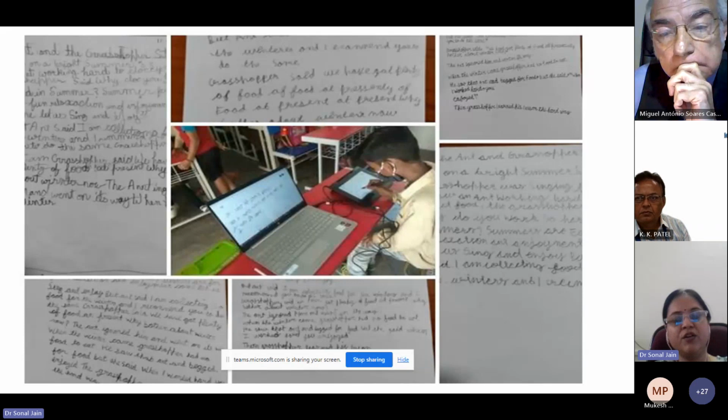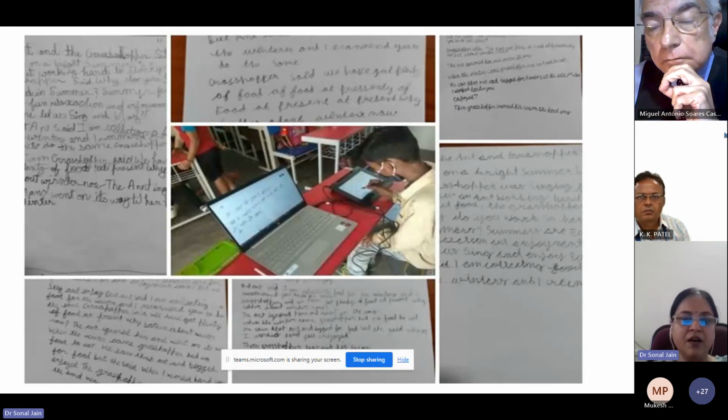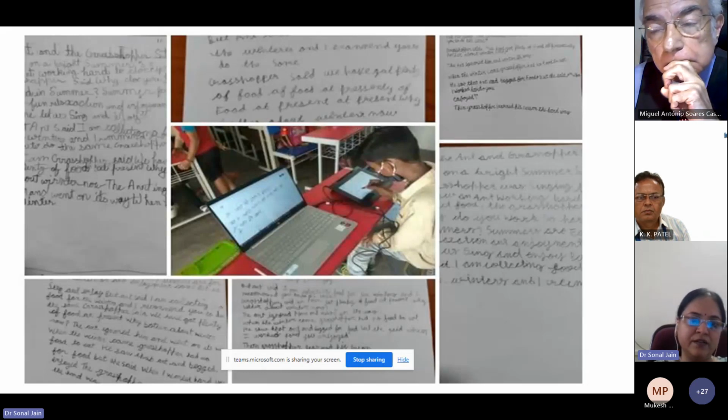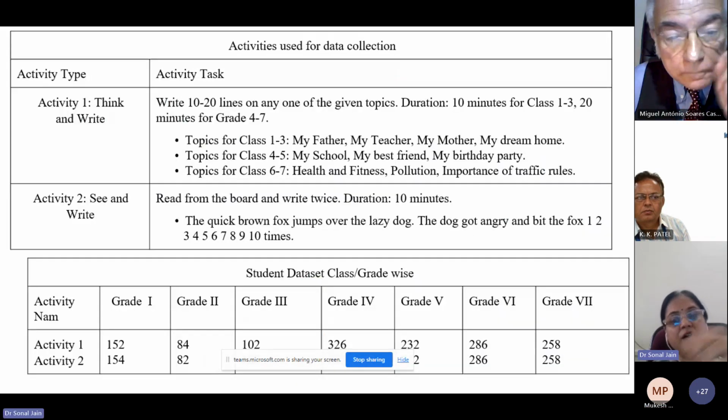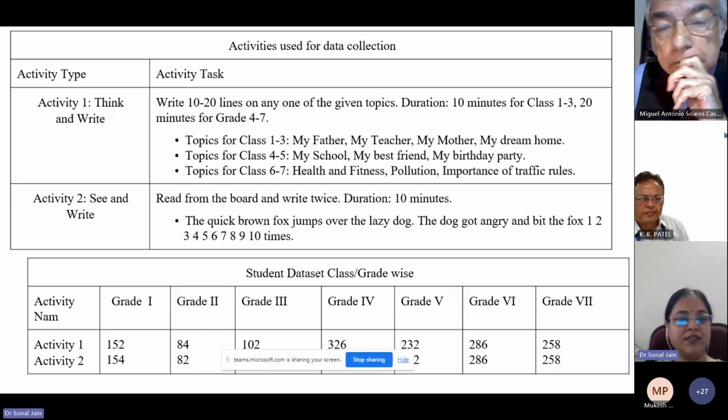I'll showcase later what features of the Wacom tablet helped us collect further features with respect to each and every handwritten image. We collected data using two activities. One is think and write, and second is see and write. All these activities were designed in consultation with clinical psychologists because they are experts in that.